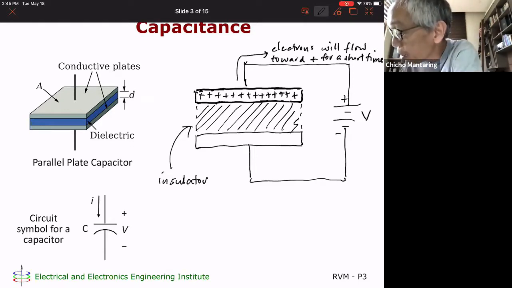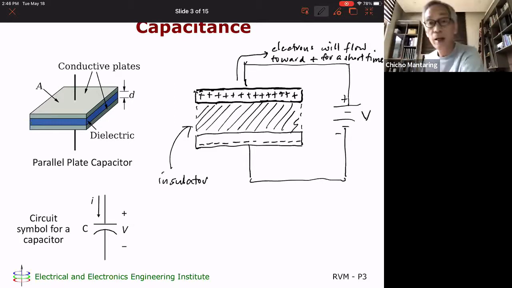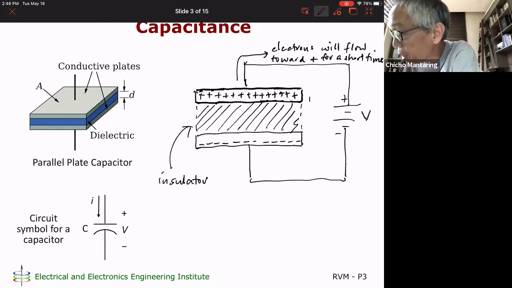Okay, on the other hand, dito, the negative terminal is going to repel electrons from here. So the electrons will tend to go up. And because the electrons went up, this will become negatively charged. And what happens is an electric field will build up here.